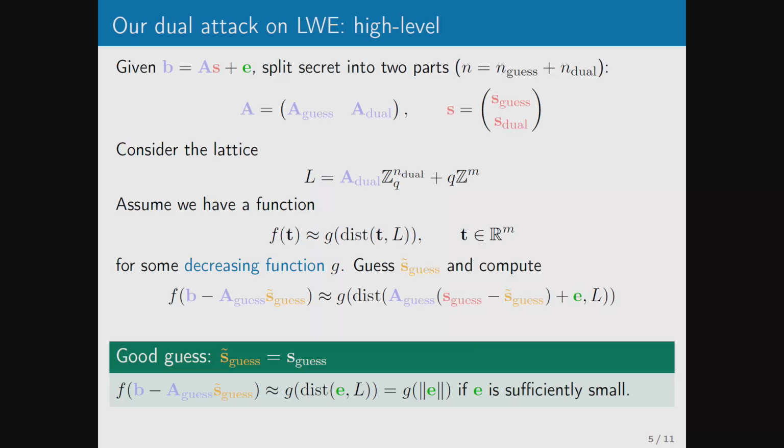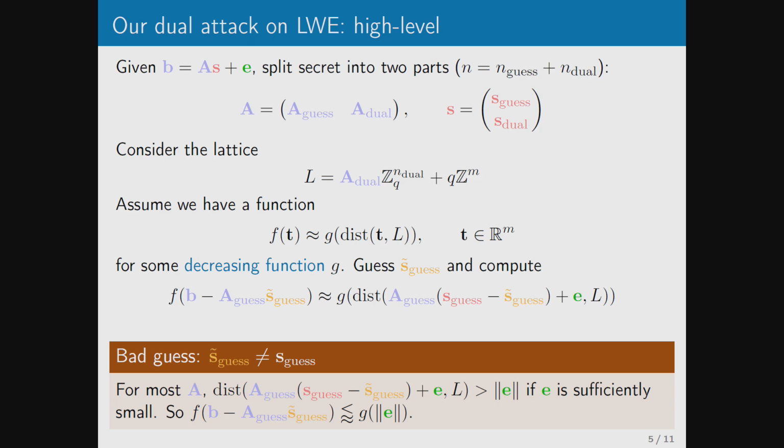So what happens is, in the bad guess case, we need to argue that the distance between this A guess plus E is far from L. But you can see, for example, that if all the vectors of A guess are in L, then obviously it's completely wrong. So for most A, meaning most matrices A, will have A guess sufficiently orthogonal to L. That distance will actually make you further away from L and not closer. And this is indeed true for most choices of A.